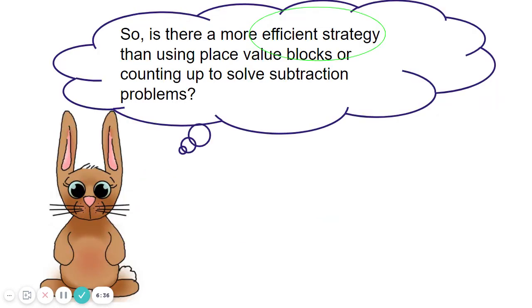Little Bunny is wanting a more efficient strategy. He has been using counting up. He's been doing place value blocks. He has even completed some number lines. So look at what he's saying. He's saying, is there a more efficient strategy than using place value blocks or counting up to solve subtraction problems?